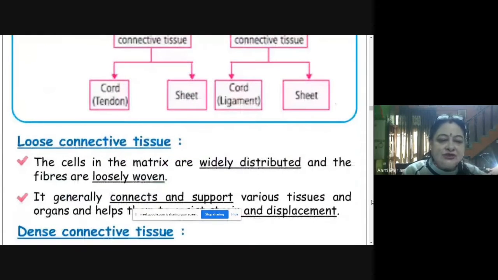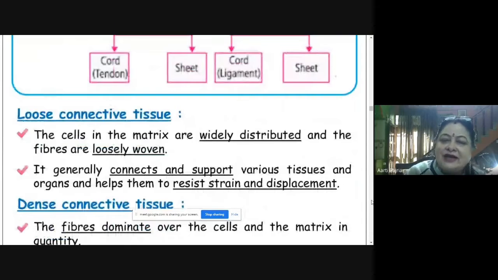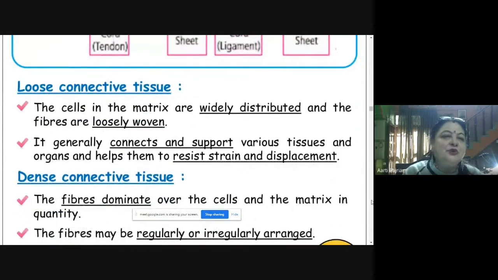Now, loose connective tissue: in loose, the cells in the matrix are widely distributed and the fibers are loosely woven. So, that's why they are called loose. It generally connects and supports various tissues and organs and helps them to resist strain and displacement. And if you see the dense connective tissue, here the fibers dominate over the cells and the matrix in quantity. The fibers may be regularly arranged or irregularly arranged. If they are regularly arranged, then we say dense regular connective tissue. And if they are irregularly arranged, we say dense irregular.